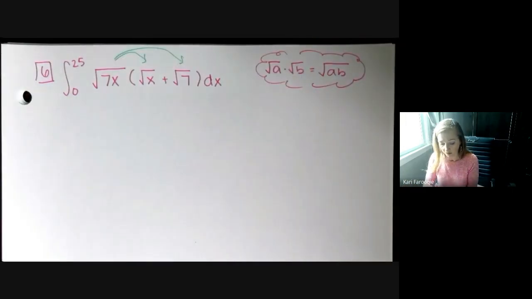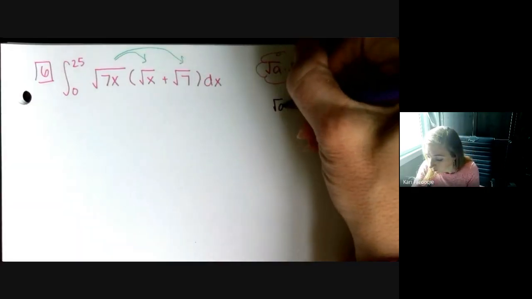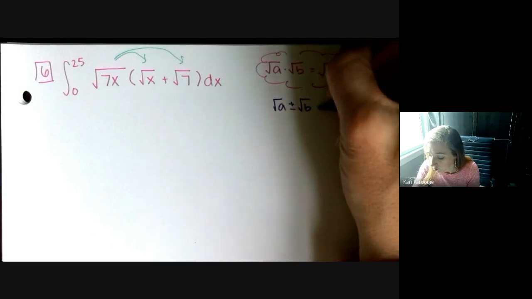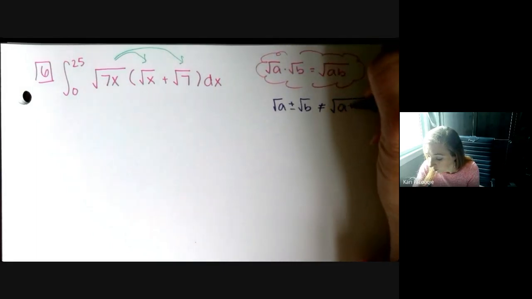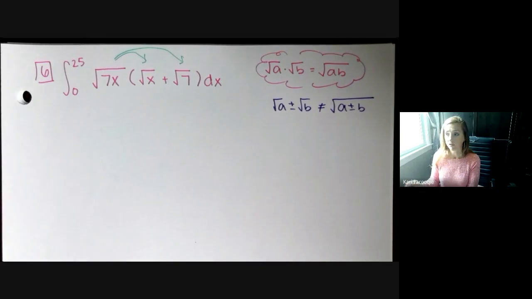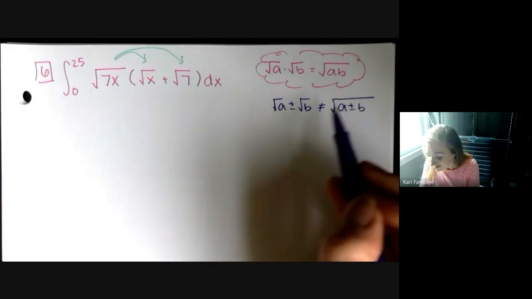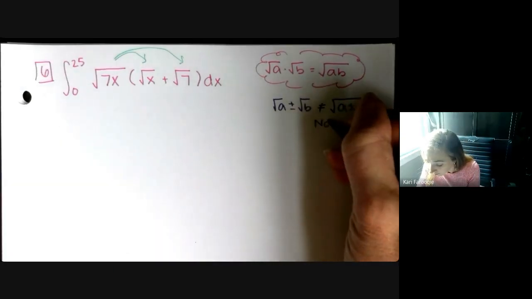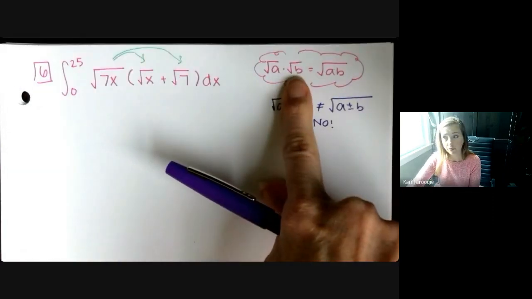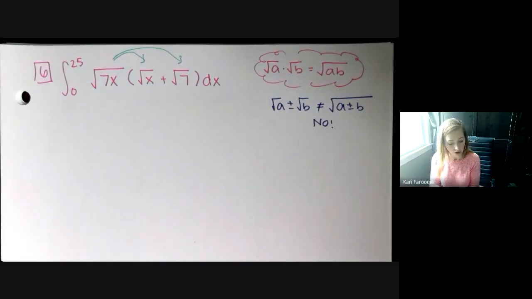I've written this out like 100 times in this class. The square root of a plus or minus the square root of b does not equal the square root of a plus or minus b. Okay, so that's not a rule. I mean, it's a rule that you can't do it. But the square root of a times the square root of b equals the square root of a times b. That's a rule. Please use it. It works for products. It does not work for sums and differences.